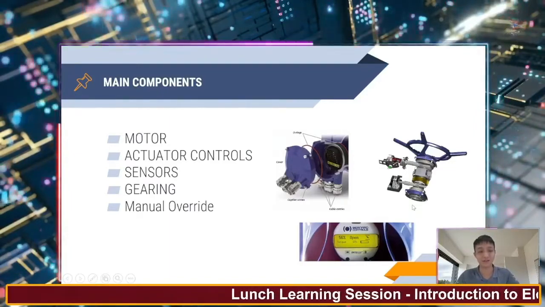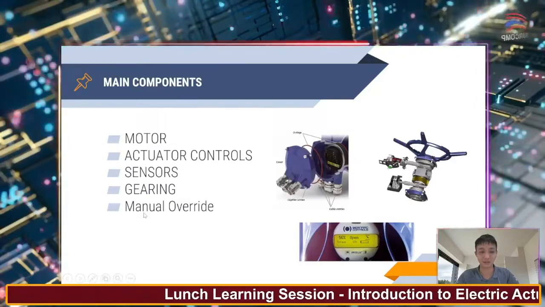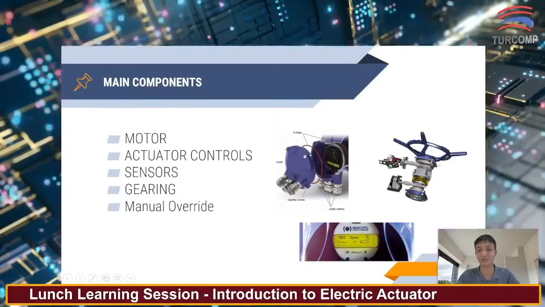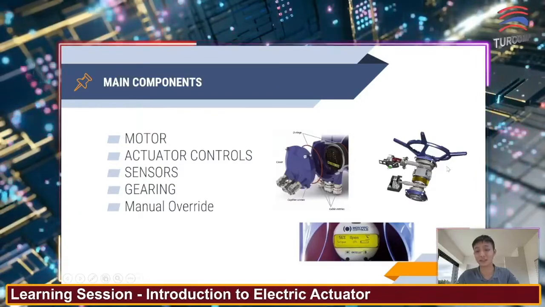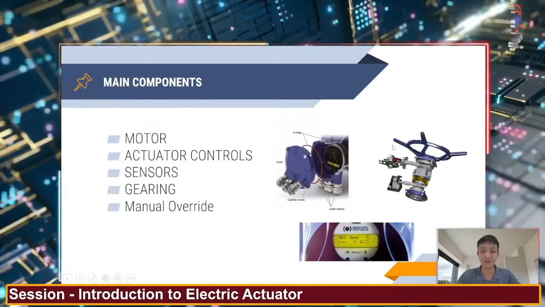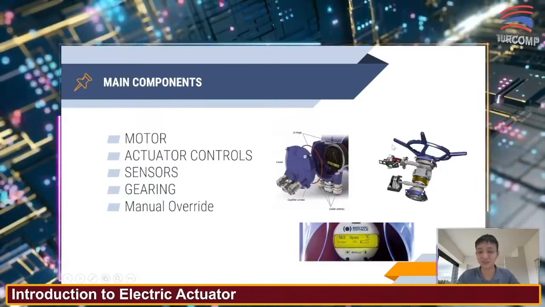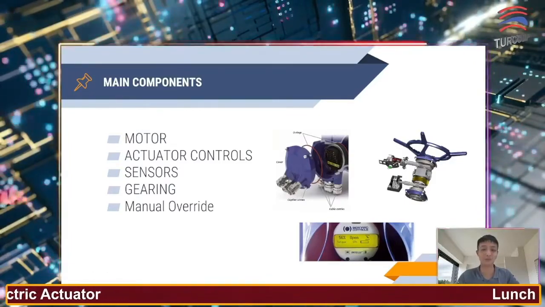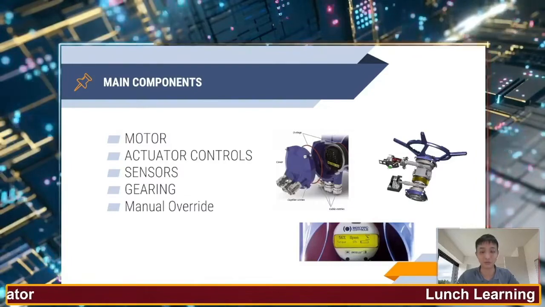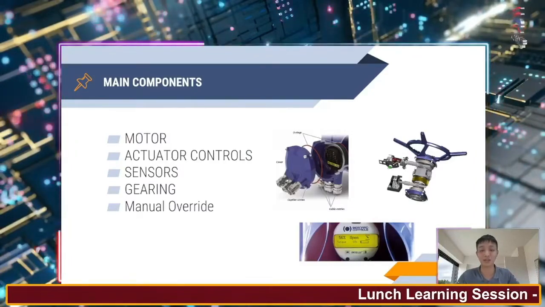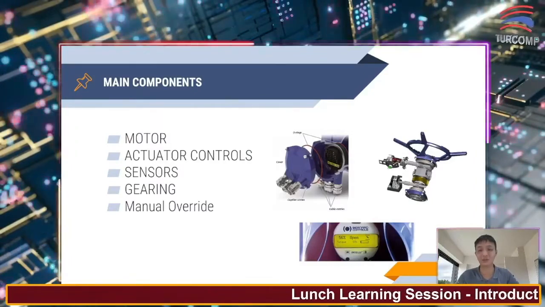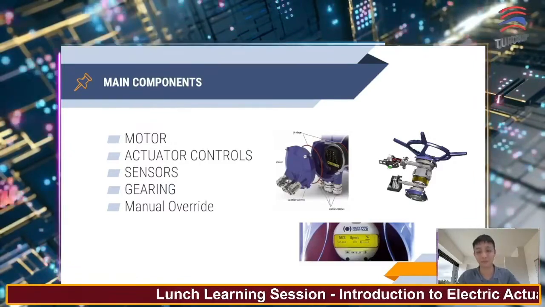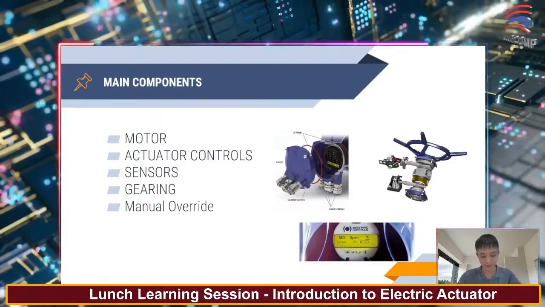All right, and then of course the last part here is the manual override. So you see a hand wheel here. There is always a hand wheel available, just in case the motor doesn't work anymore but we still need to actuate the valve. So what will happen? We will need human intervention. We will need someone, the operator, to go up there and turn the valve manually.